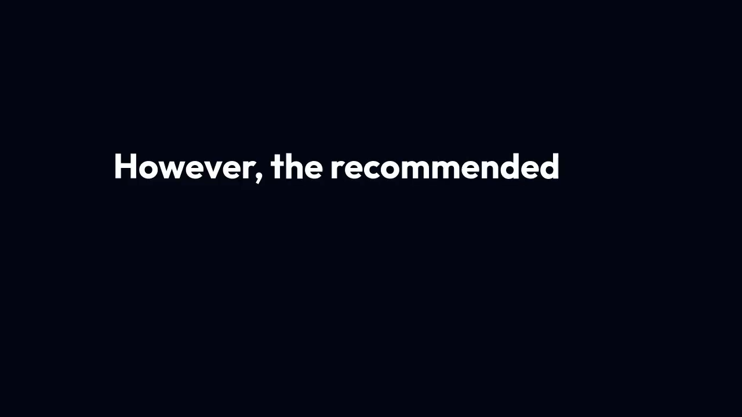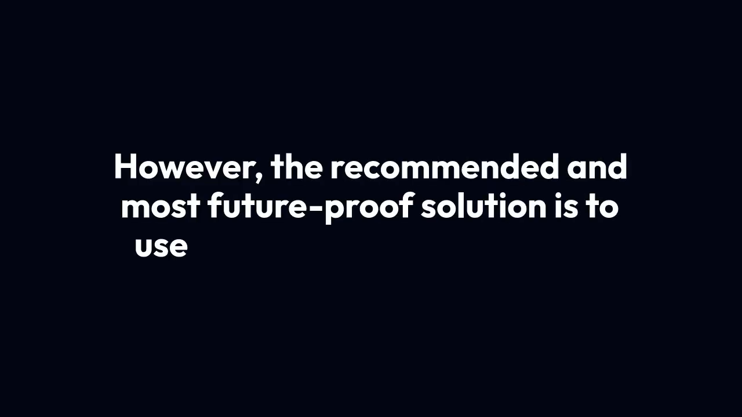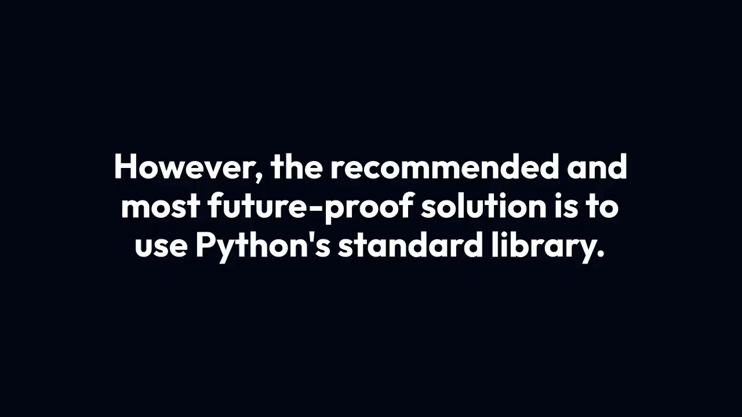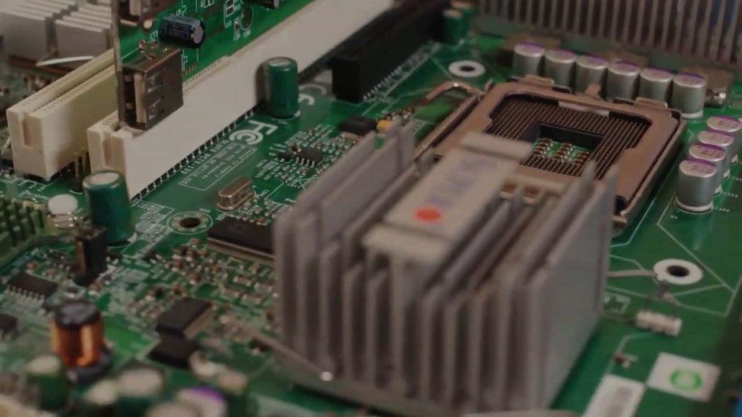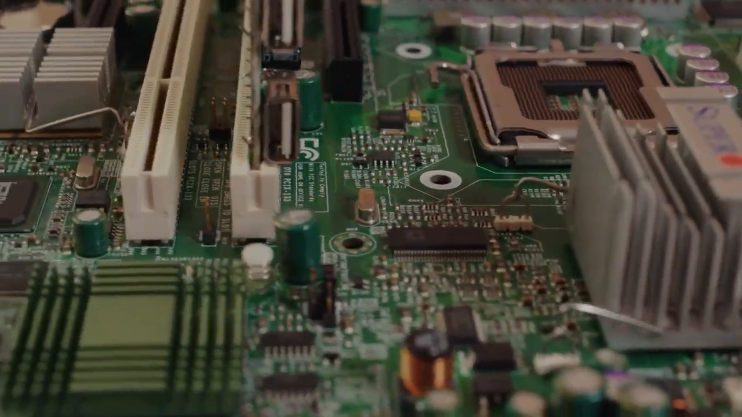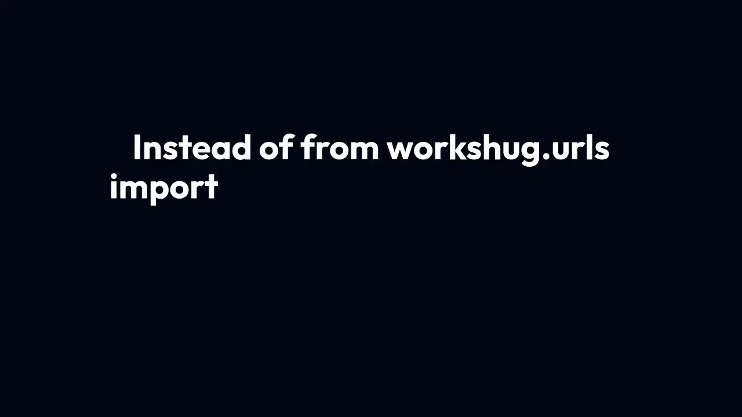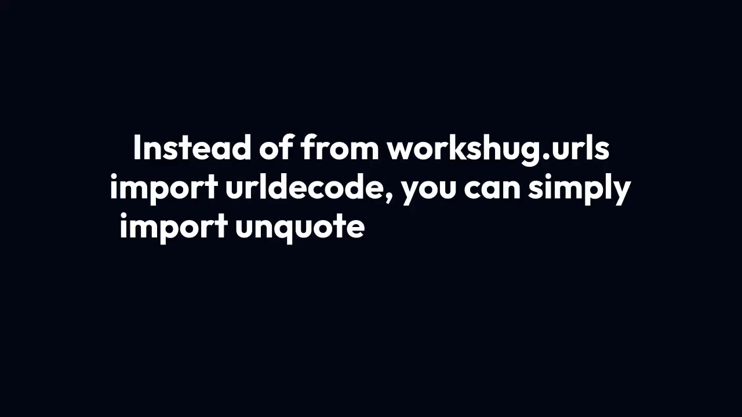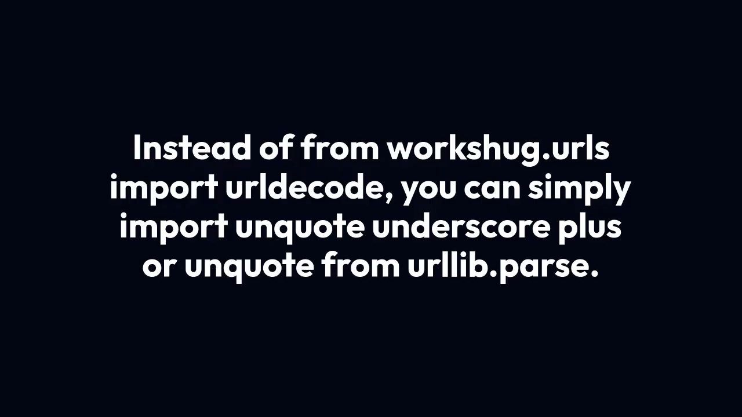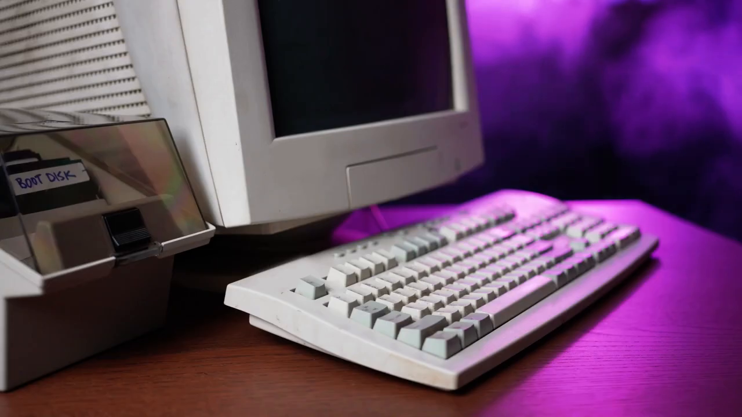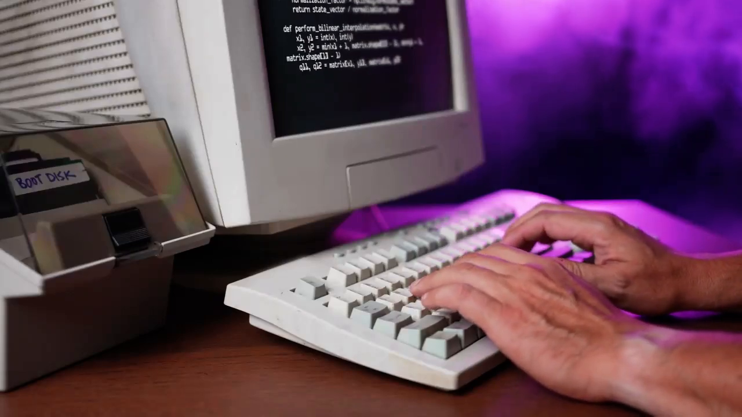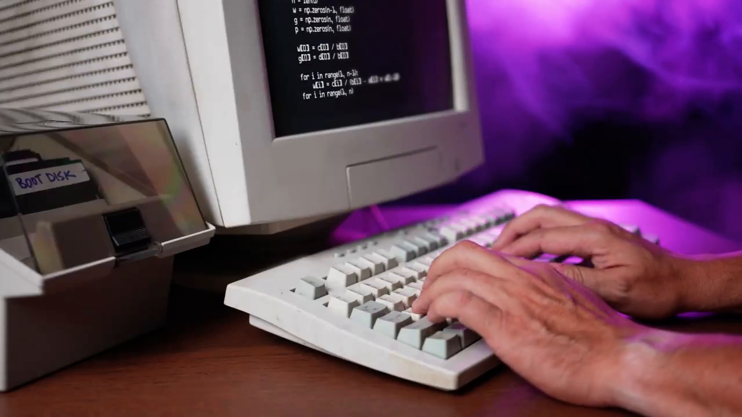However, the recommended and most future-proof solution is to use Python's standard library. Python itself has excellent URL parsing capabilities built right within its urllib.parse module. Instead of from werkzeug.urls import urldecode, you can simply import unquote_plus or unquote from urllib.parse. For example, you would write from urllib.parse import unquote_plus and then use unquote_plus on your encoded string.